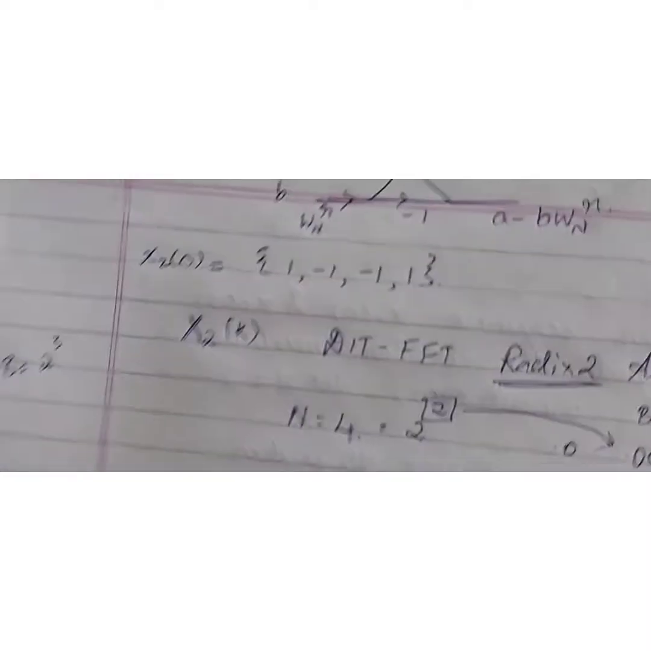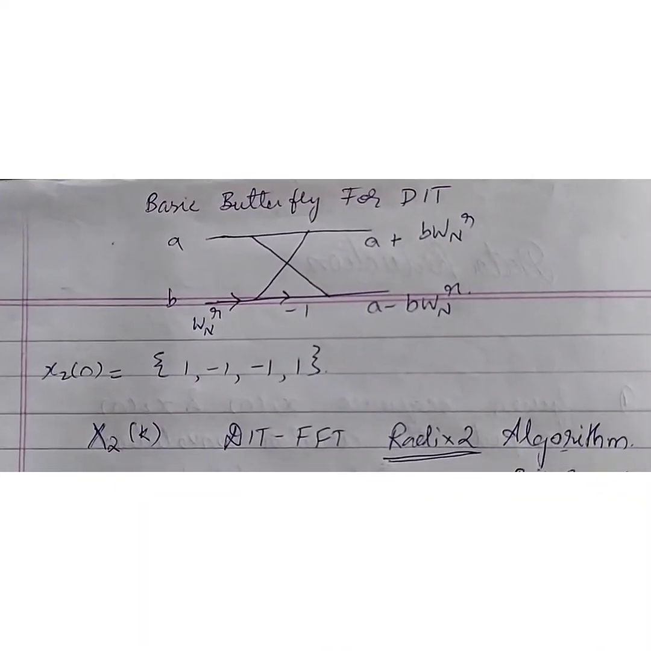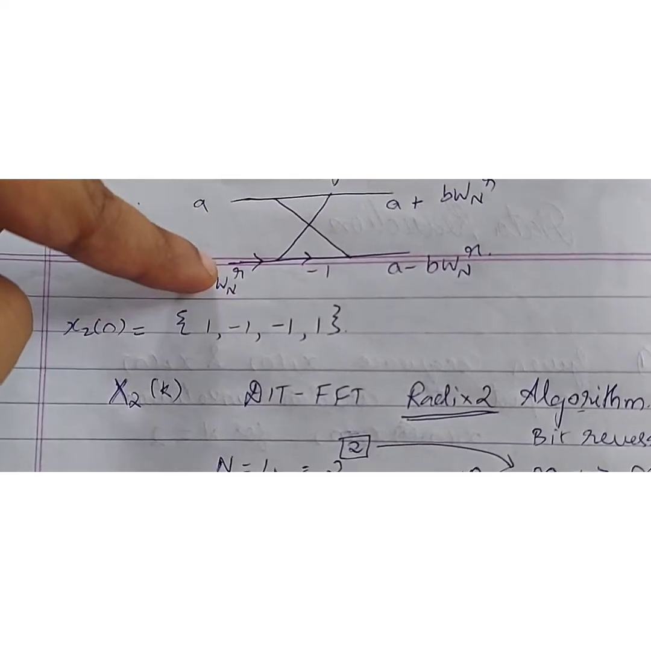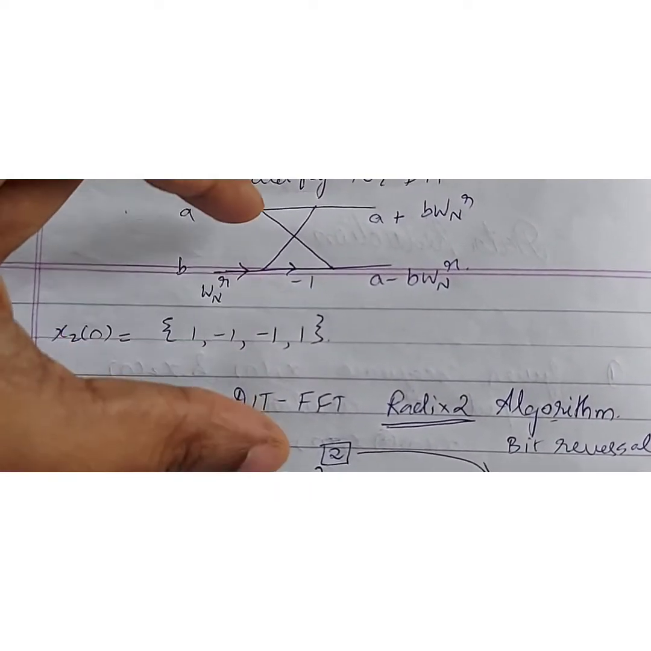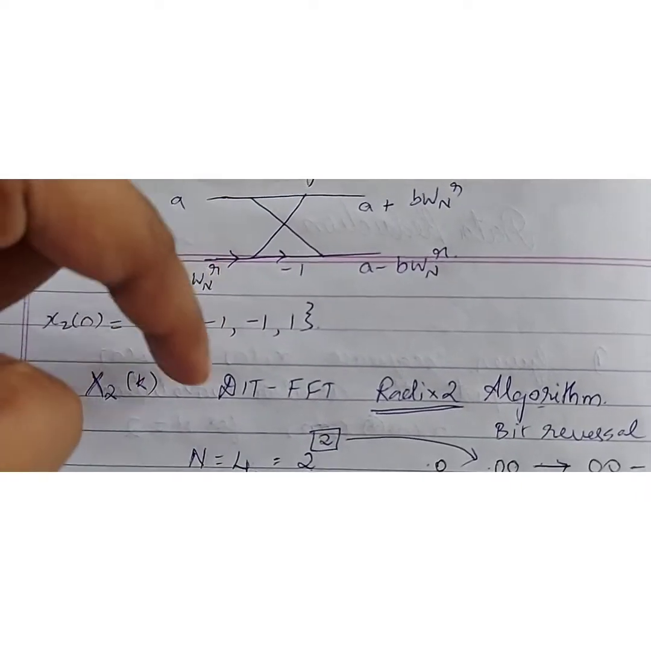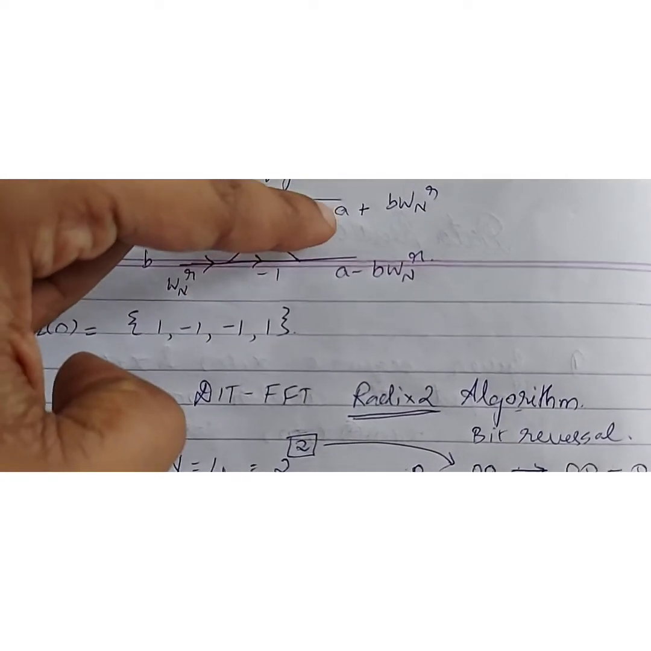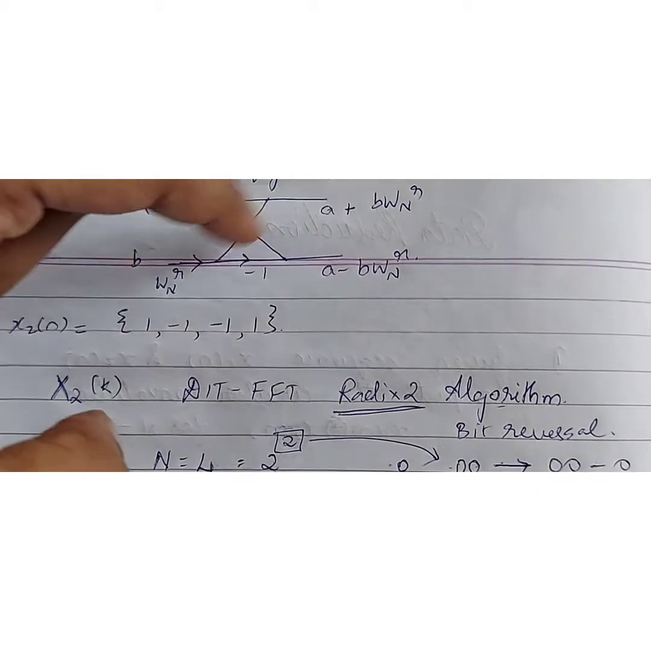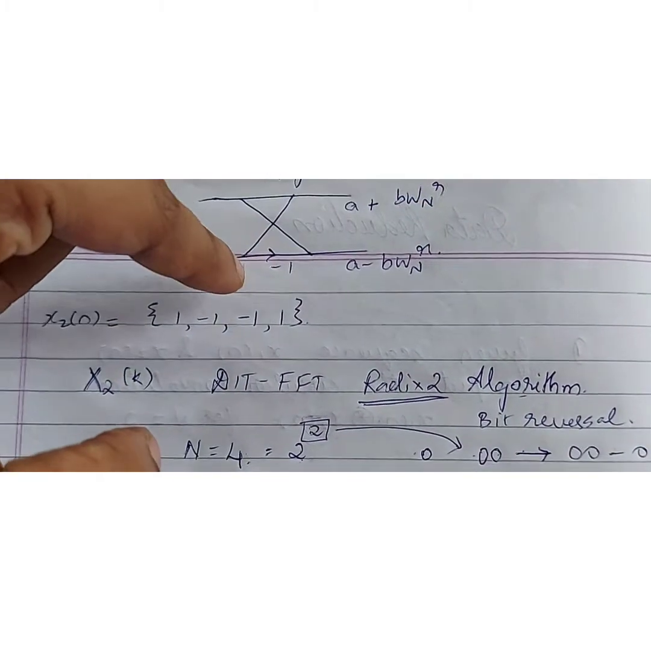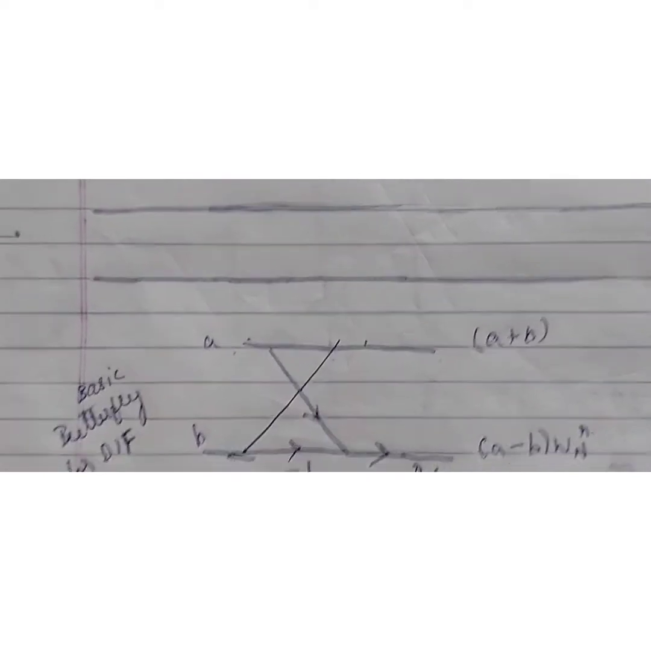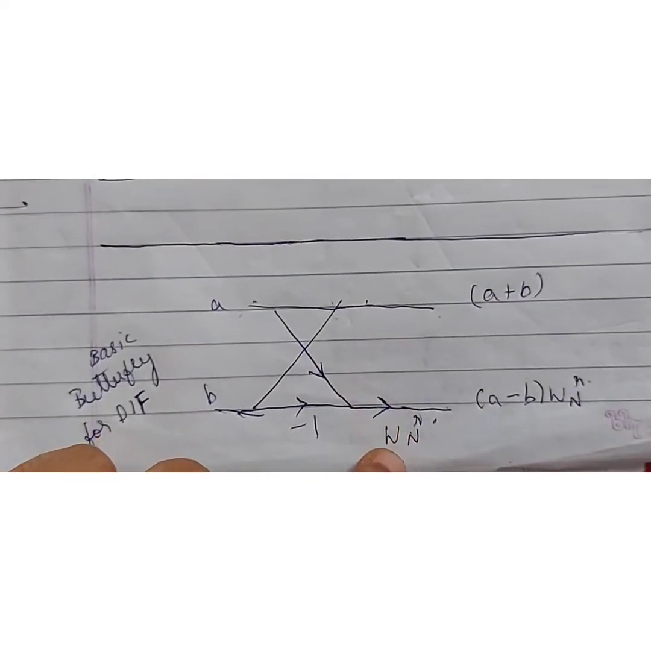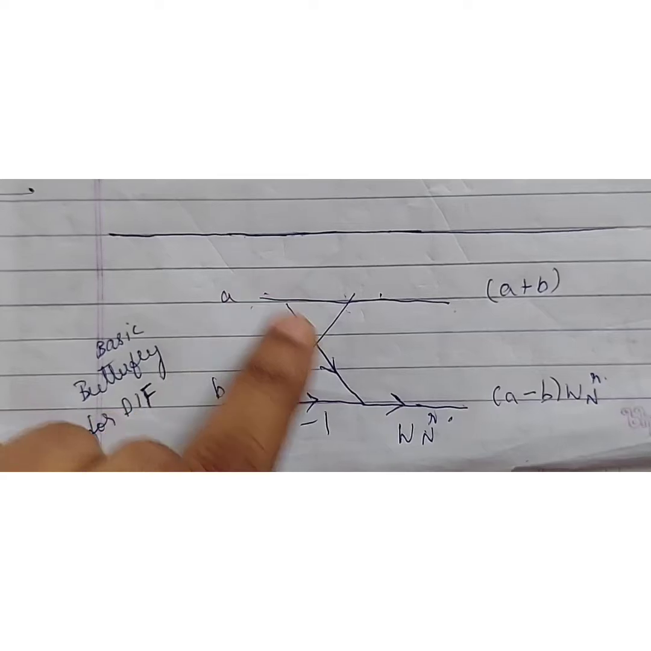If you have a look, the basic butterfly structure for your DIT FFT is like this: A, B, and the twiddle factor W you have before. You have the -1, 2-point structure I'm showing. It extends for the 4-point and 8-point. So you have the twiddle factor before, -1, and the terms are like this. If you have A and B, it will be A plus B into Wn power r, and A minus B Wn power r. Whereas the basic butterfly for DIF is like this. Your twiddle factor comes later.